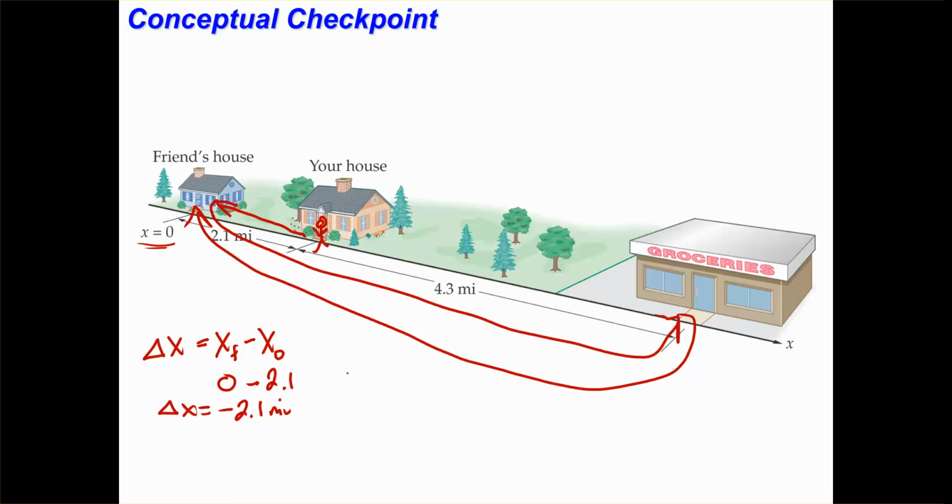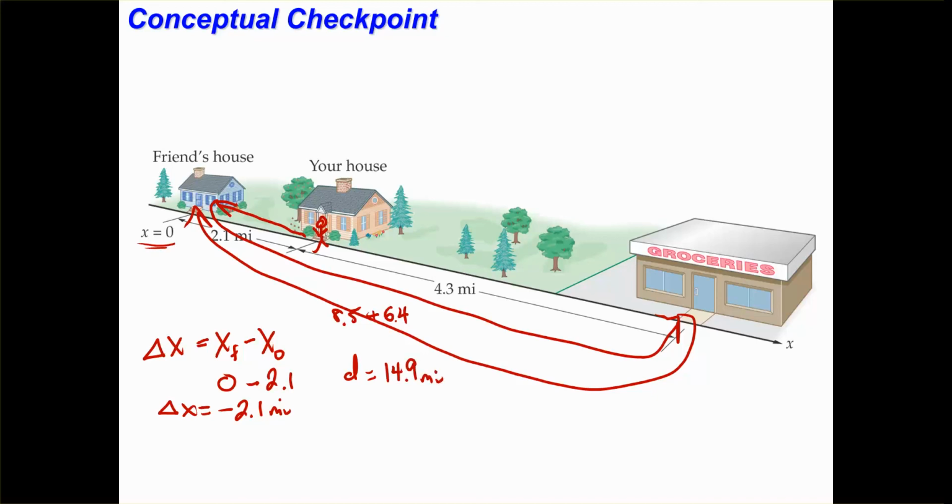What was your distance traveled? Well, your distance traveled is going to be the 2.1 miles over which you walked to get to your friend's house, the 2.1 miles back, so now we're at 4.2 miles, plus the 4.3 to the store from your house, so now we're at 4.2 plus 4.3, or 8.5 miles, and then another 6.4 miles back, so 8.5 miles plus the 6.4 miles back. That's going to give us 14.9 miles.